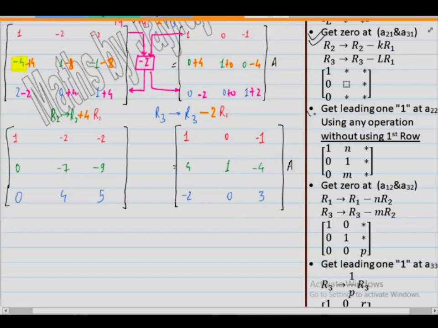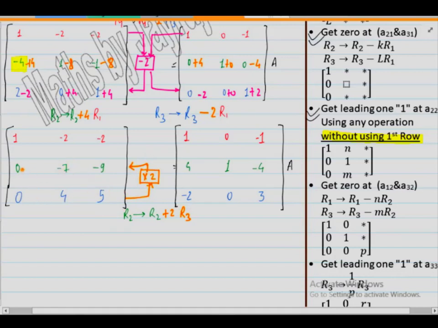Now we should move to the third step, in which we need to get a leading one at the A22 point without using the first row. We can't use the first row in this process. So it is preferable to multiply the third row and then add into the second row, so we'll get a leading one at A22, right? To get the leading one, we should take the operation R2 gives R2 into K, or we can say 2 R3. So let's multiply the third row by 2 and add to the second row to get the leading one.